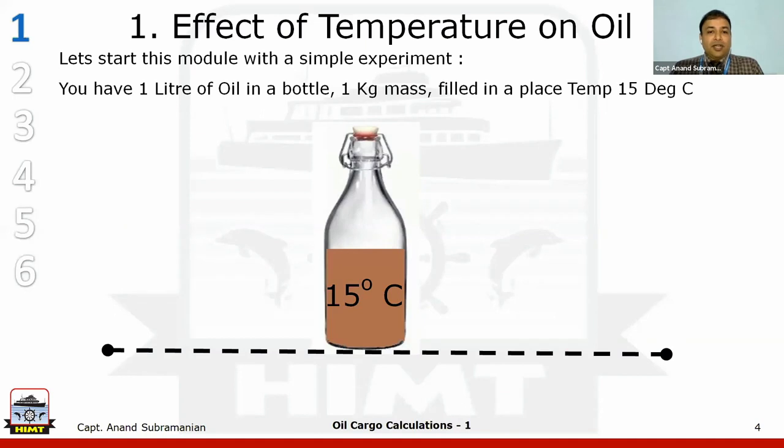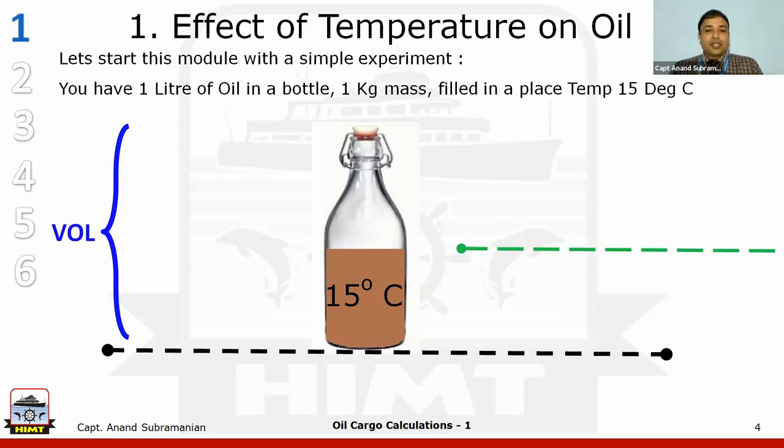The mass of that oil is 1 kg. It is filled in a place where the ambient temperature is 15 degrees Celsius. That means the oil temperature is also 15 degrees Celsius. We keep it on the base as a reference, and then we start off our experiment. We are mainly going to concentrate on the volume part of it. So pay attention to the volume and then answer the questions.